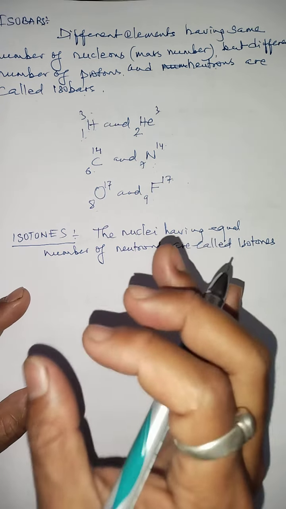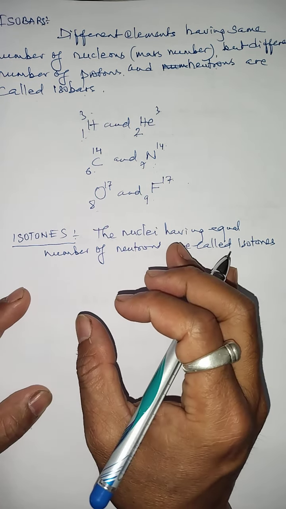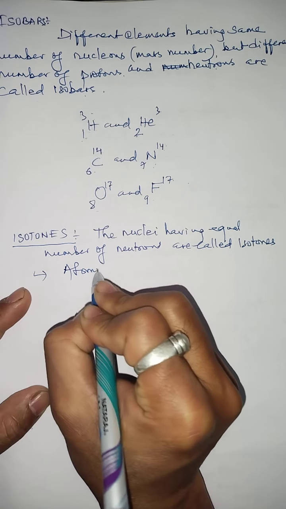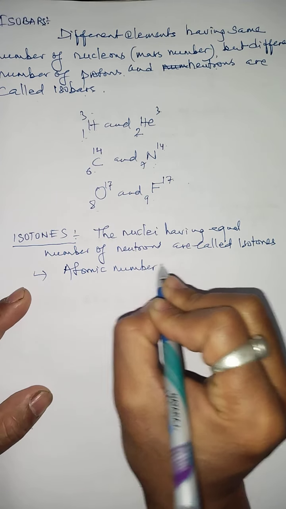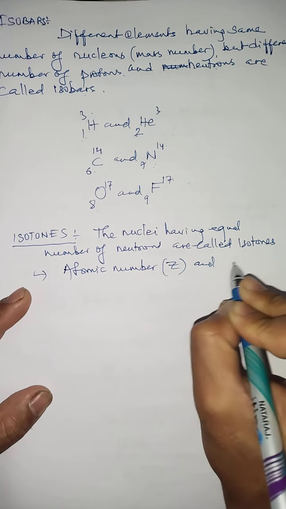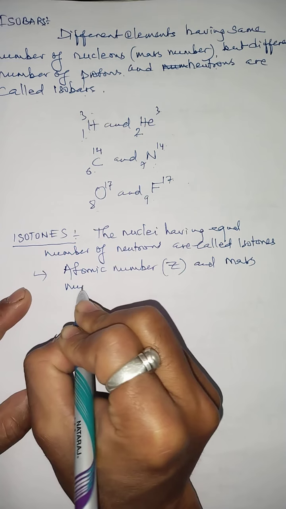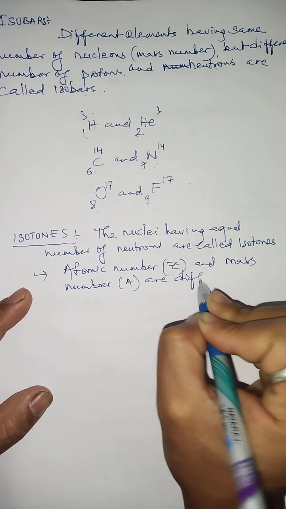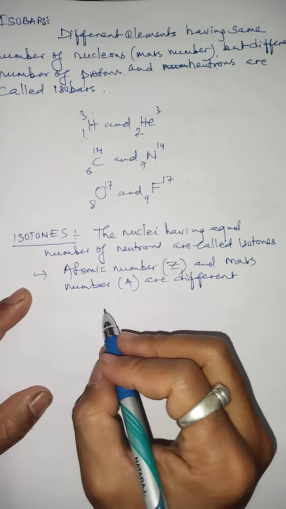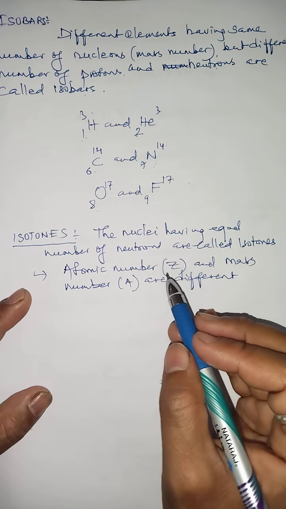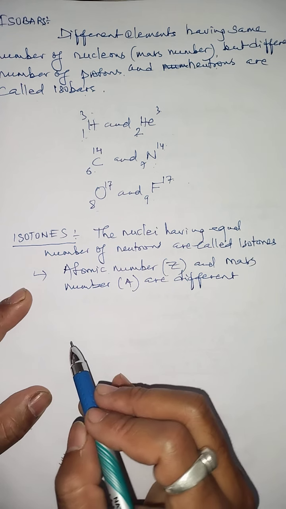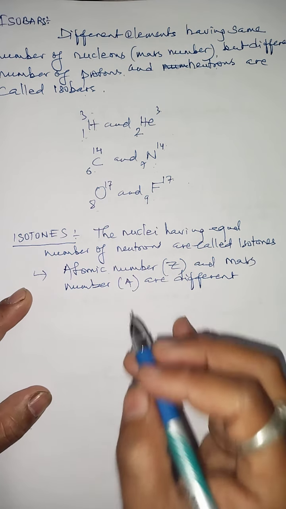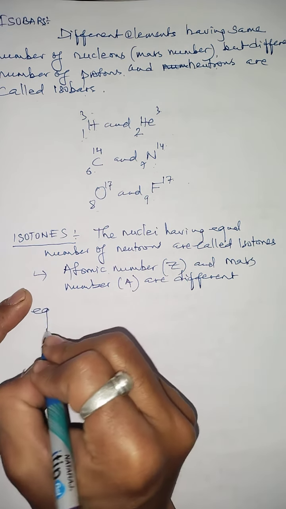For these isotones, both the atomic number and the mass number are different. So in isotones, what happens? The atomic number, marked by the letter Z, and the mass number, expressed by the symbol A, are different. Remember this point, children: in the case of isotones, the atomic numbers are different and the mass numbers are also different. But the only thing that remains the same is the number of neutrons. Atomic number different means the number of protons is different, and the mass numbers are also different, but the number of neutrons remains the same.